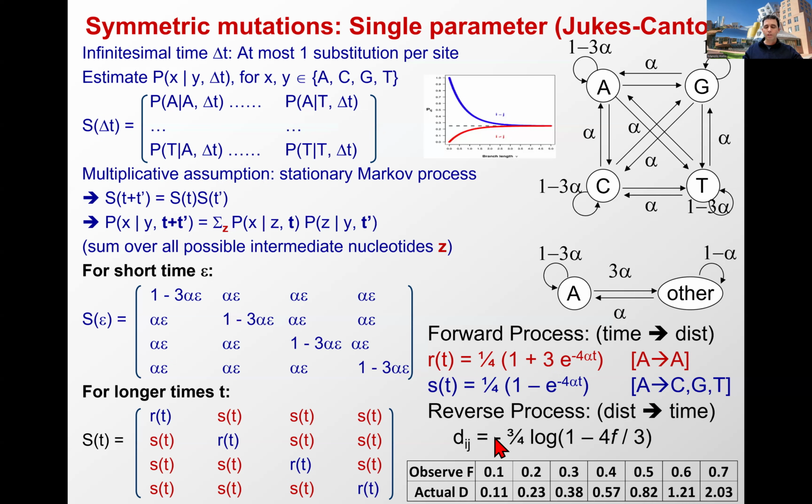And now the reverse process simply tells me how to solve for t, given that I have this. And then the actual distance is going to be 3/4 log of that, which is reversing that equation. Is everybody with me here? So I have this asymptote, this exponential driving towards 0.25. And then I need to reverse that exponential to figure out what's the actual distance. And therefore, if I observe 0.3, 0.4, 0.5, etc., I can infer this.